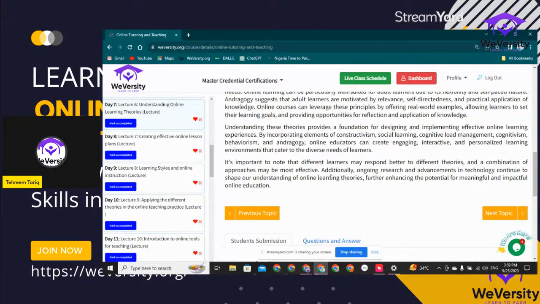So, as an educator, you have to decide which theory you are going to apply in order to make your students more effective in their learning whenever they take your courses. Additionally, ongoing research and advancements in technology continue to shape our understanding of online learning theories, further enhancing the potential of meaningful and impactful online education.